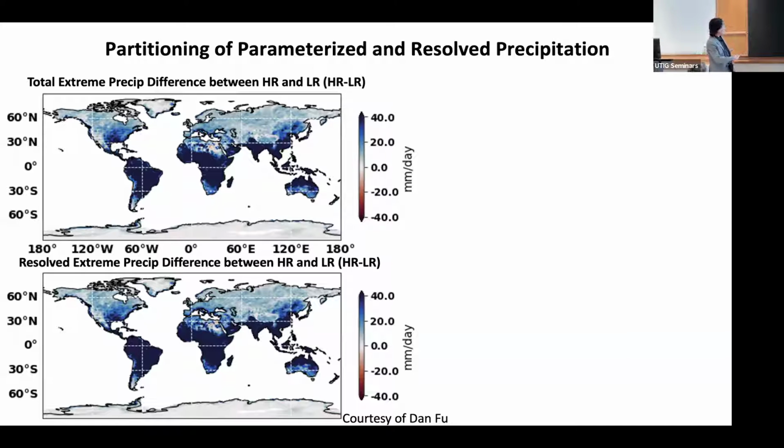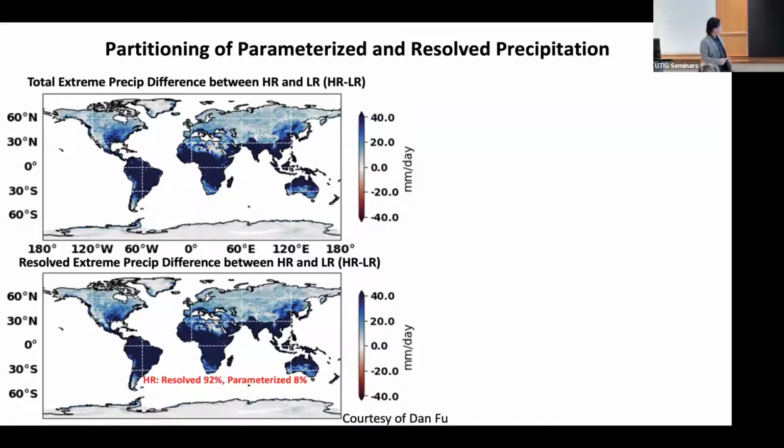So this is showing the total extreme precipitation difference between the high resolution model and the low resolution model. And this is showing the resolved large scale extreme precipitation difference between the high resolution and low resolution model. You can see the pattern is very similar, and the magnitude is very similar. Which means that the majority of the change we see in the total extreme precipitation is actually coming from the large scale precipitation change, right?